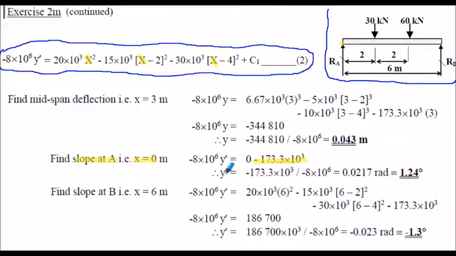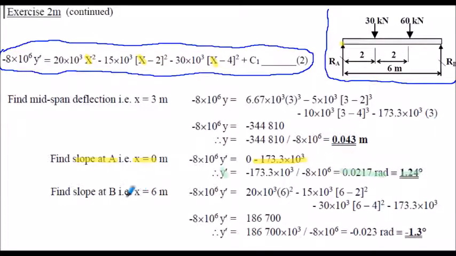And then rearranging to find y dash, which of course is the slope, dy by dx, we find that becomes 0.0217 radians. Don't forget the angles we calculate from our equation will be in radians because the initial derivation for the engineer's bending theory used radians, and converting that to degrees is about 1.24 degrees.